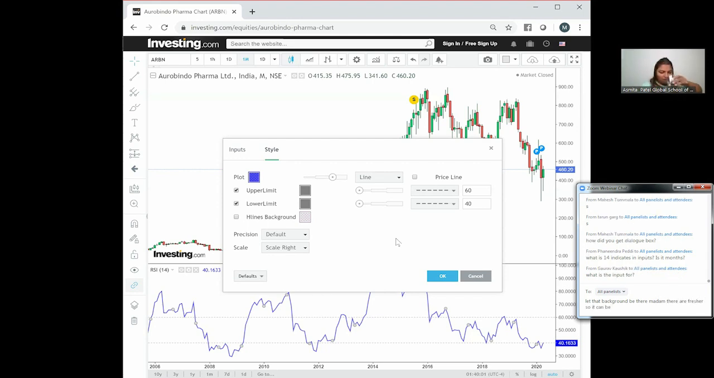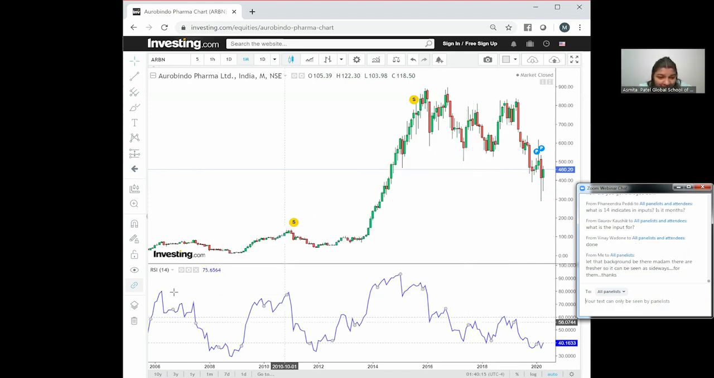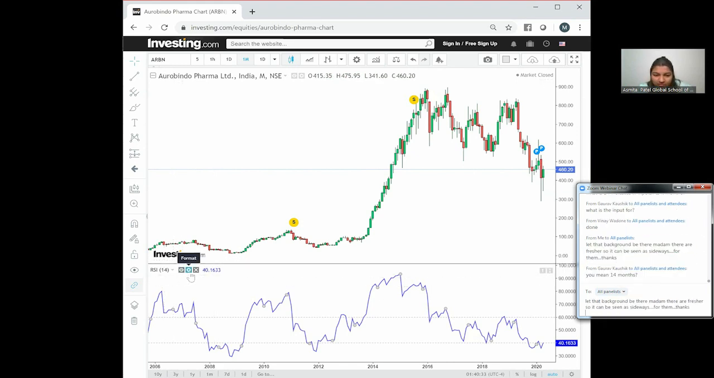For commodities, we are done with commodities, guys. There are 3 systems on commodities. There's nothing long term and short term in commodities. This is only for equities, long term and short term. So let's apply RSI here.